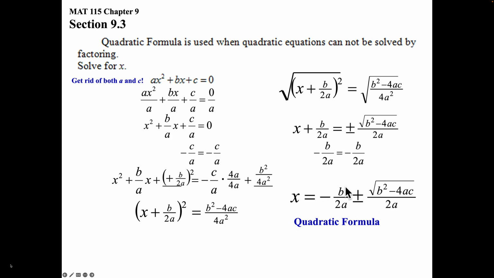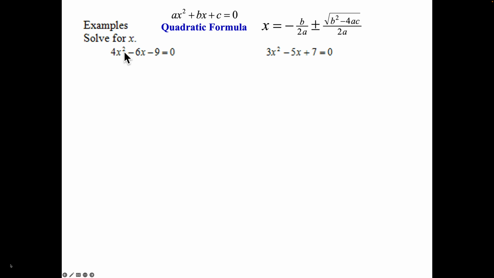All right, so let's take our quadratic formula and let's go work on some examples here. I have 4x squared minus 6x minus 9 is equal to 0. There are 4 times 9, that's 36. There are no two numbers that multiply to be 36 that add or subtract to be a negative 6. So we want the quadratic formula. So identify the A, that's the 4. Identify the B, take the sign, negative 6. Identify the C, that's negative 9.